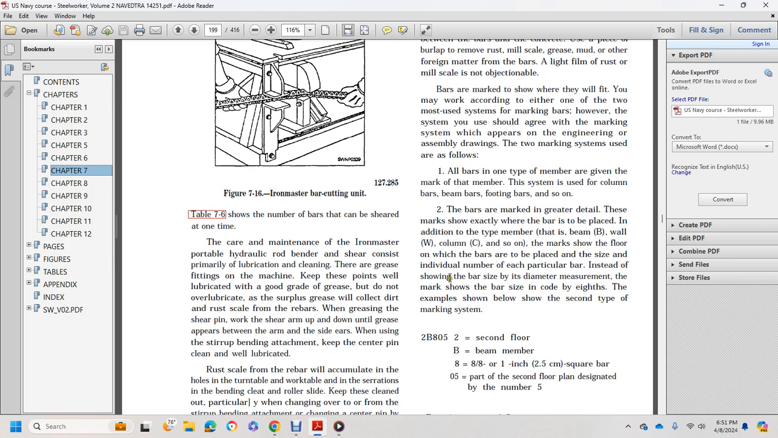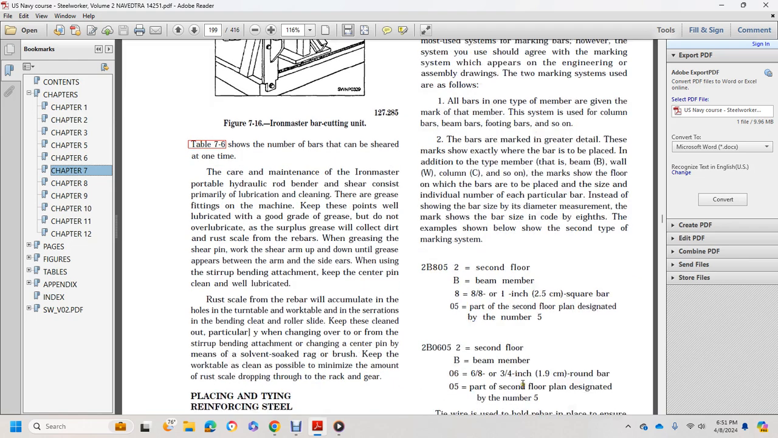Instead of showing the bar size diameter in the mark, the mark shows the bar size coded by eighths. Examples shown below show the second type of marking system. 2B80F: second floor beam bar, 8/8, 1 inch square bar, part of the second floor plan designated by the number 5. 2B0605: second floor beam bar, 6/8, 3/4 inch round bar, part of the second floor plan designation number 5.